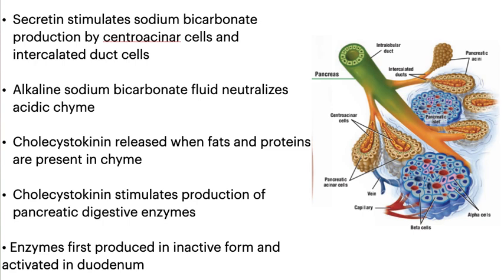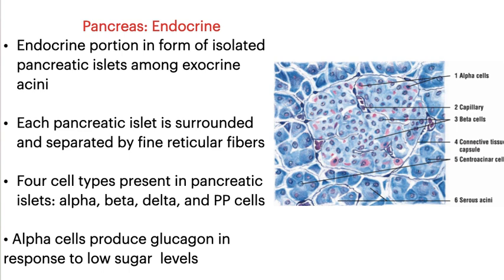Now, secretin stimulates sodium bicarbonate production by the centroacinar cells and the intercalated duct cells. Alkaline sodium bicarbonate fluid neutralizes the acidic chyme. The cholecystokinin is released when fats and proteins are present in chyme. Cholecystokinin stimulates the production of the pancreatic digestive enzymes, and these enzymes are produced firstly in an inactive form and get activated in the duodenum.